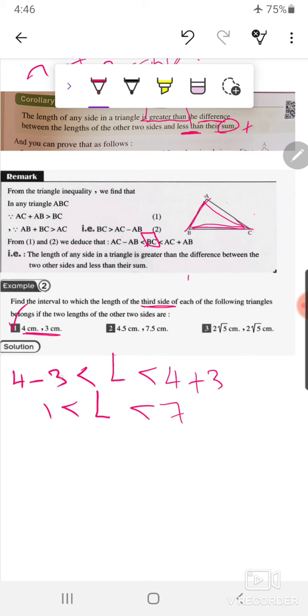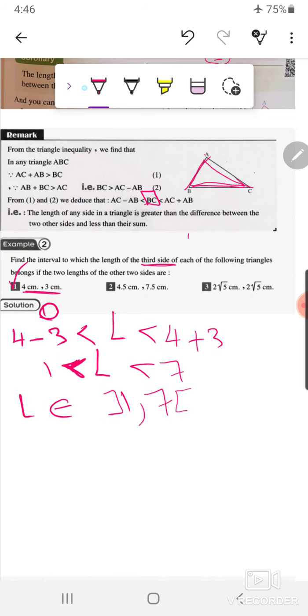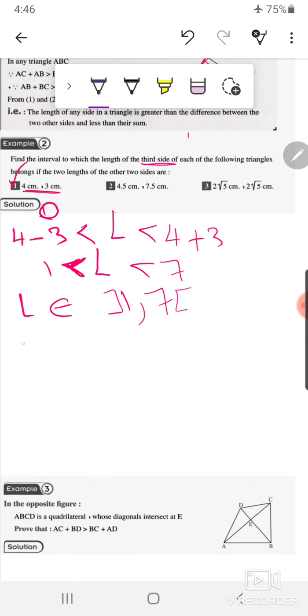So here in the first example, L belongs to the interval 1 and 7. But remember, is 1 open or closed? Of course it is open, because here you have not equal. What about 7? Also open. Now let's take another example to understand more. Number 2.